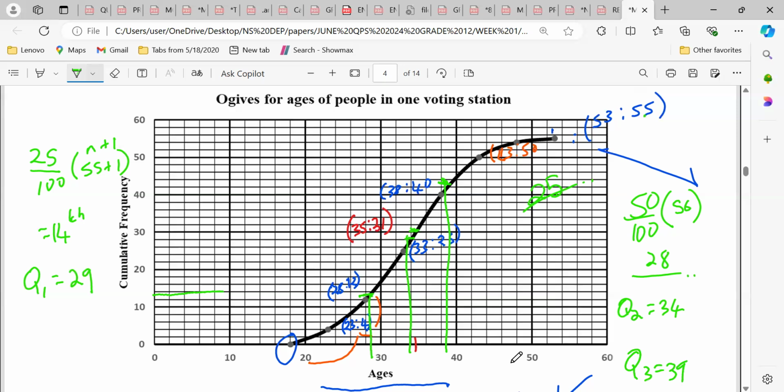We are officially done with Q1, Q2, and Q3. Then I asked you to draw the box and whisker. Now you can draw the box directly here. This represents our box. They will usually give you the minimum value if they want you to draw the box and whisker. They will tell you the minimum value and the maximum value. We extend to here, and then extend this side and go to 18.